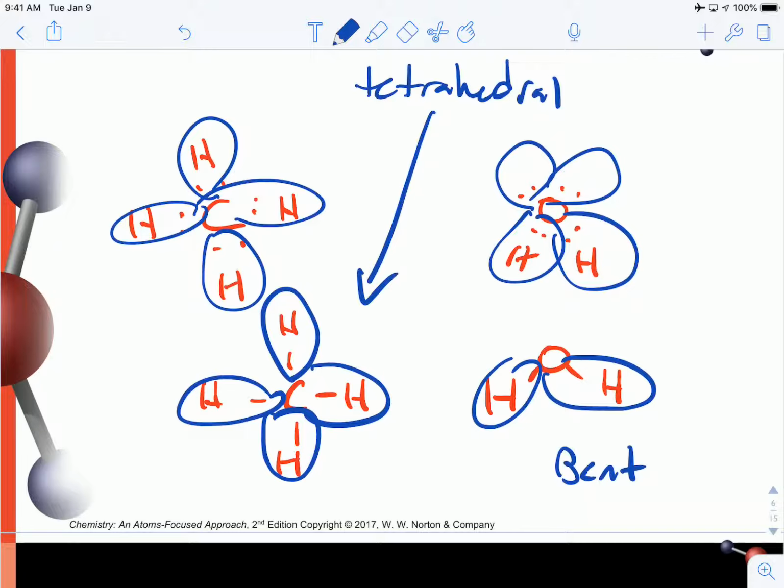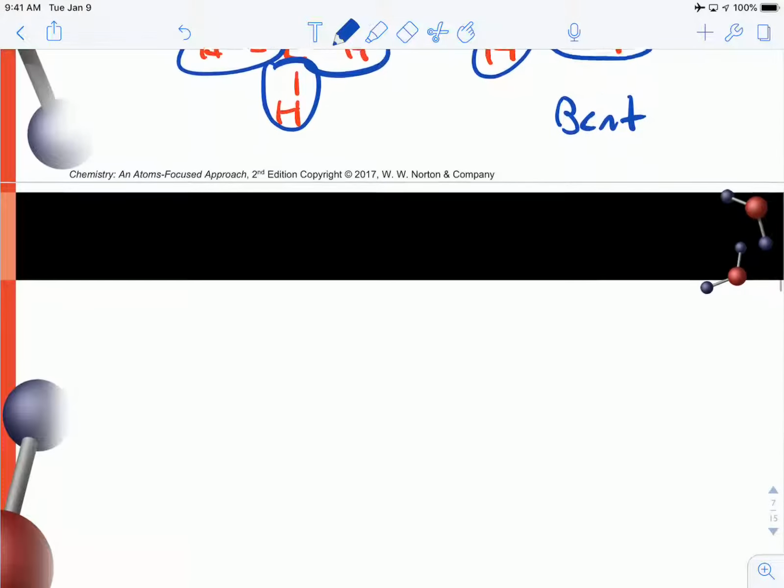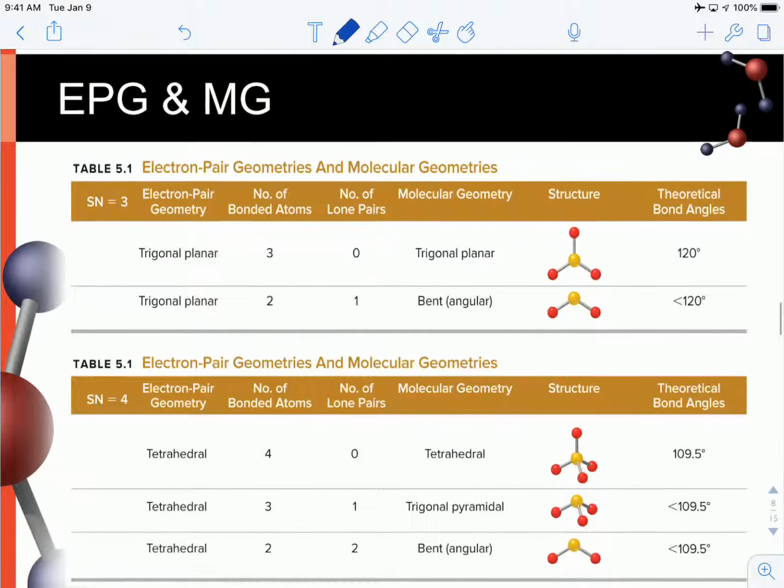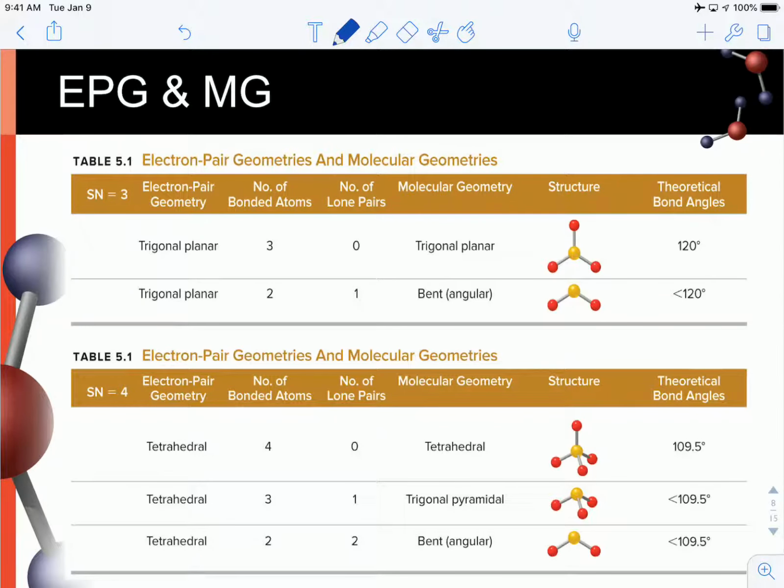And so what you see on the next 2 slides, okay, let me go there. I'm going to come back to this, is basically the tables that you have to memorize for this. And here we are right here. This was the CH4 I just drew. Its electron pair geometry is tetrahedral, and its molecular geometry is tetrahedral. Here is the H2O. Tetrahedral electron pair geometry, but bent or angular molecular geometry.